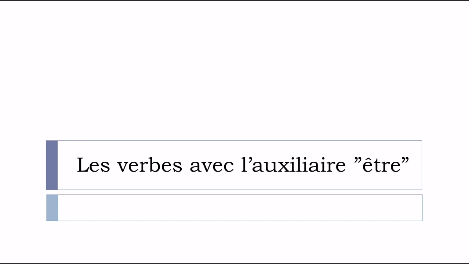In this lesson, we'll discover together les verbes avec l'auxiliaire être. So if you remember, in some cases, for what we call composed tenses, you will have to use either avoir or être. In most cases, you will have to use avoir. But then in some cases, you will have to use this auxiliaire être.